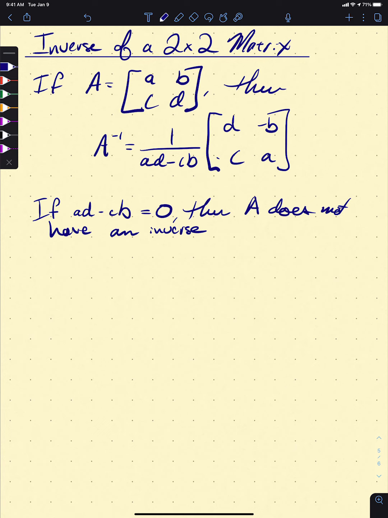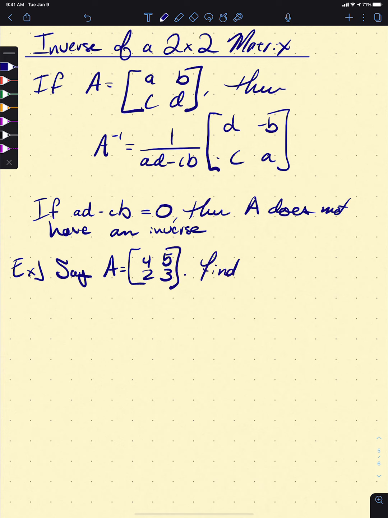So let's do an example of this. Let's say A is equal to 4, 5, 2, 3. We'll say find and verify A inverse. And so let's take a look at this.